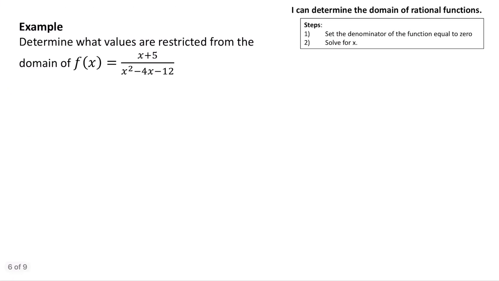So now let's try this example. We want to determine what values are restricted from the domain of f of x. Once again, all I'm going to pay attention to is that denominator. In this case, my denominator is a quadratic, so I'm going to set x squared minus 4x minus 12 equal to 0 and figure out the values of x. Remember, when you're solving quadratics, you can use any of your favorite methods: quadratic formula, graphing, or factoring. My favorite method is factoring, so I'm going to go ahead and factor this.